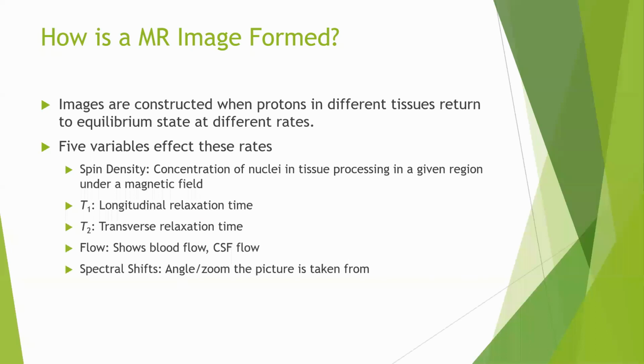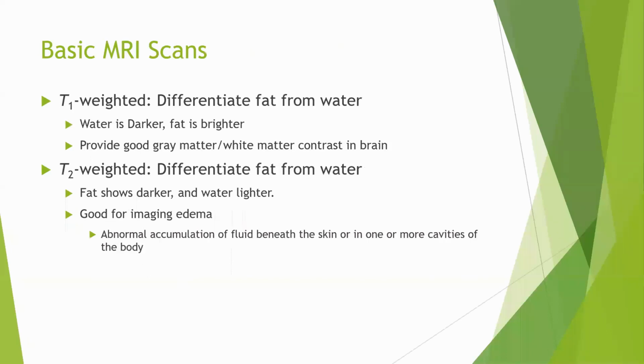So as we just talked about, T1 weighted differentiates, both T1 and T2 essentially differentiate between fat and water and in between other soft tissues. Water is darker, fat is brighter. As I said, brighter means white, darker is obviously blacker or a darker shade of gray.